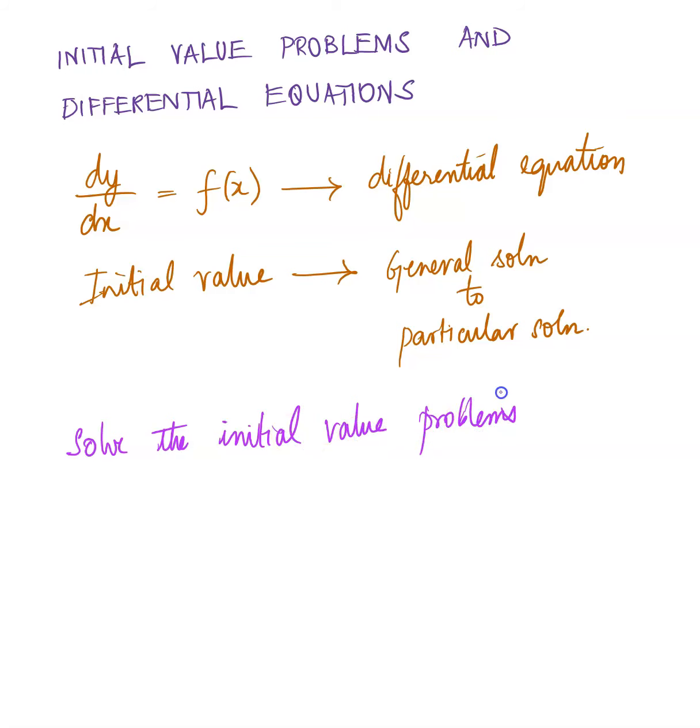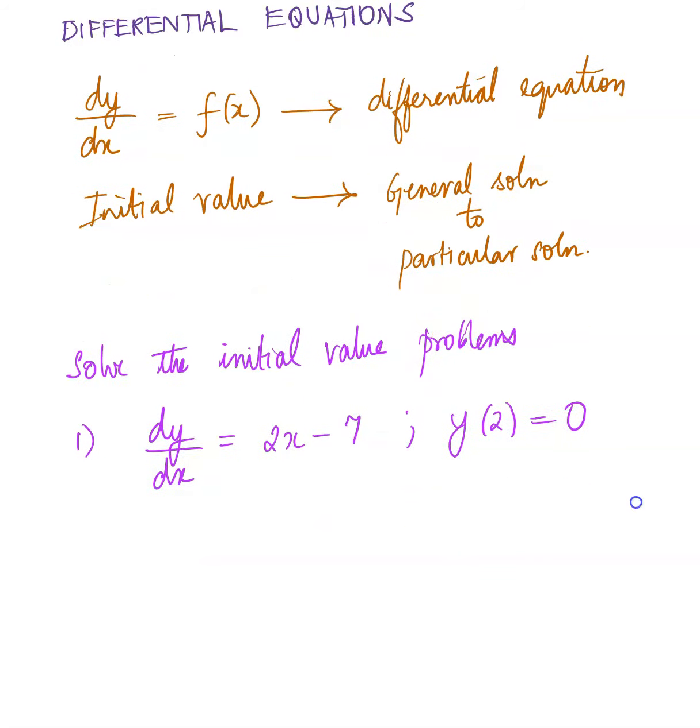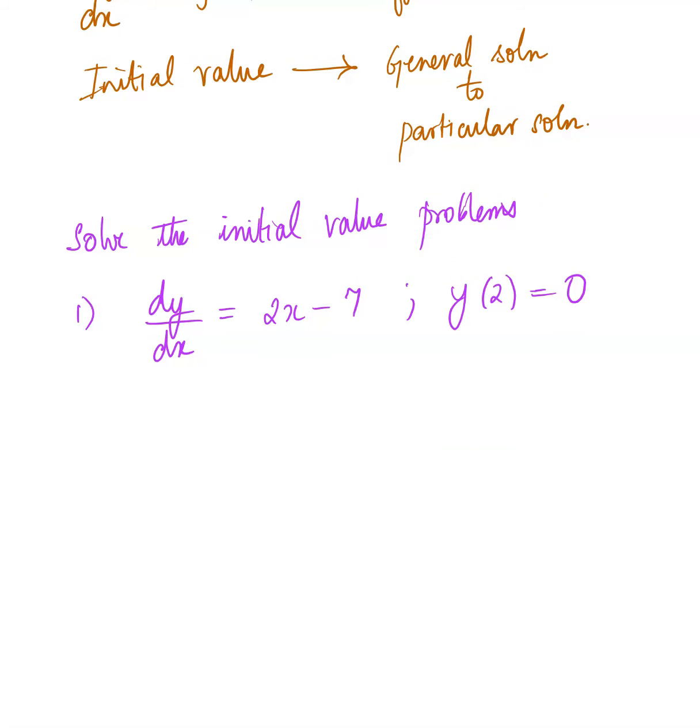Problems. We'll just do a couple of them. The first one is given as dy over dx equals 2x minus 7, and the initial value is y of 2 equals 0. This is very similar to the one we did previously. If you recall, we said capital F of 1 is equal to negative 1, and we found the c. So it's a similar approach. We're basically finding the c to give a specific equation.